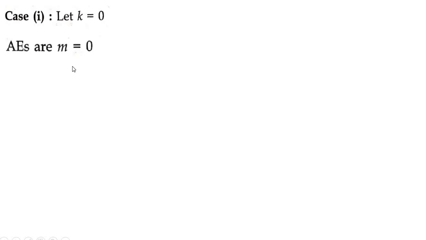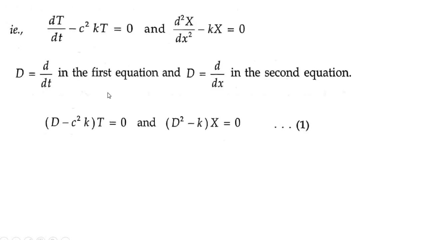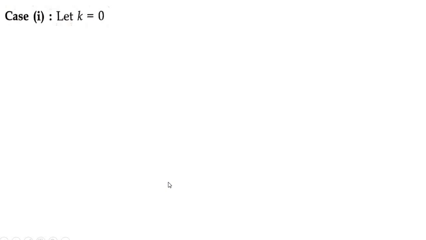So when you substitute k equal to 0, what do you get in equation 1? You get capital D into T equal to 0. Here also when you substitute k equal to 0, you get capital D square equal to 0, right? You get capital D square equal to 0. So for the first one, the auxiliary equation is m equal to 0, since when you substitute k equal to 0, you get capital D equal to 0. For the next one, what do you get? You get m square equal to 0, since you have D square equal to 0 there. So what is m equal to?